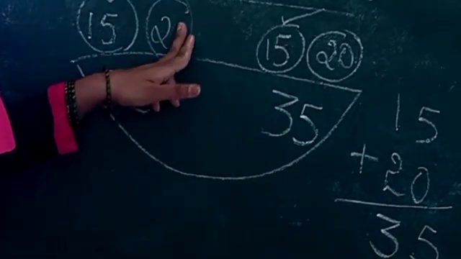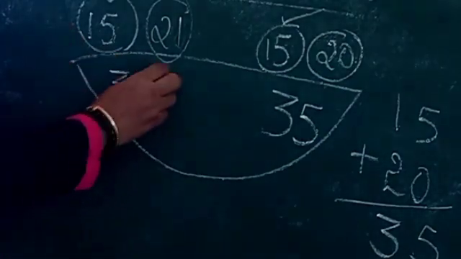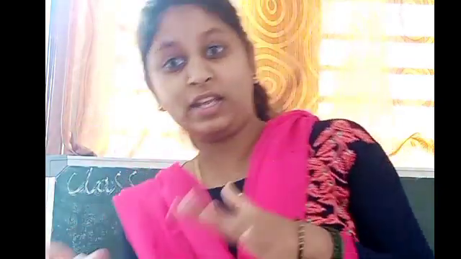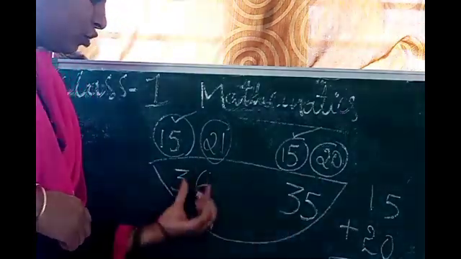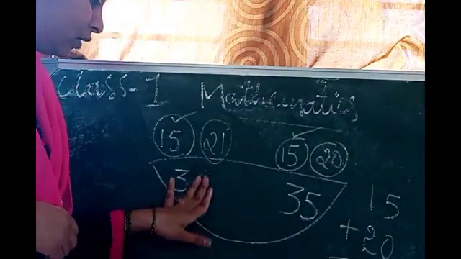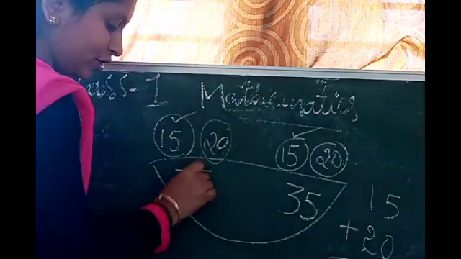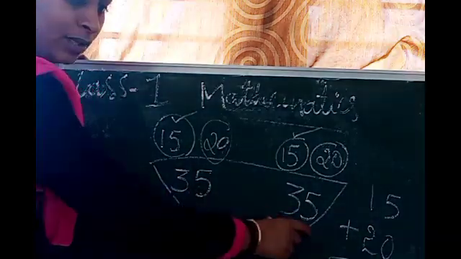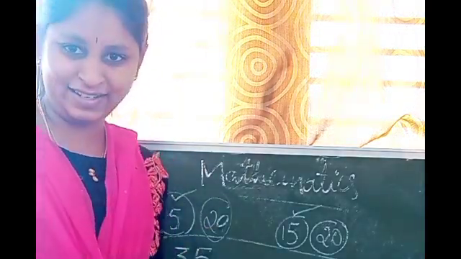Shall I put 21? So that it will become 36. 36 means heavy, so here both may sink. I need to balance these two sides. So how much do I need to put here? 20 itself. If I put 20, then here also it will become 35. 35 and 35 means the boat will not sink. It will float easily, right?